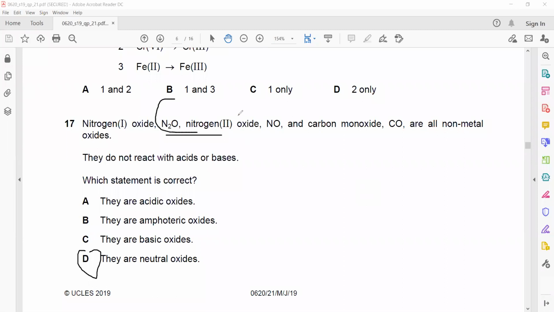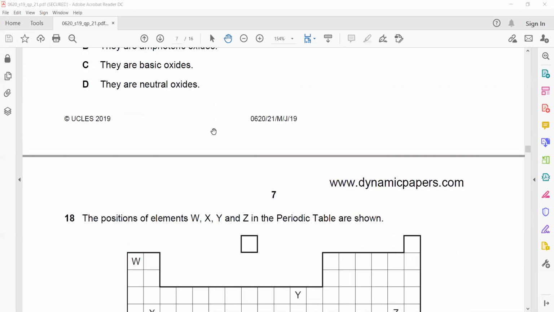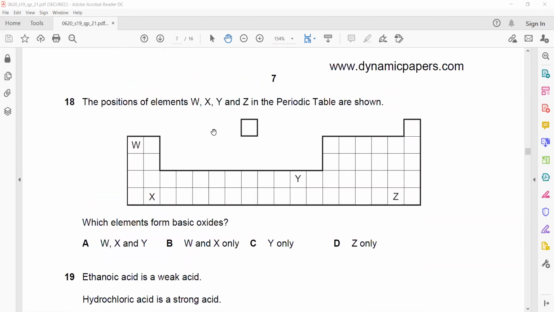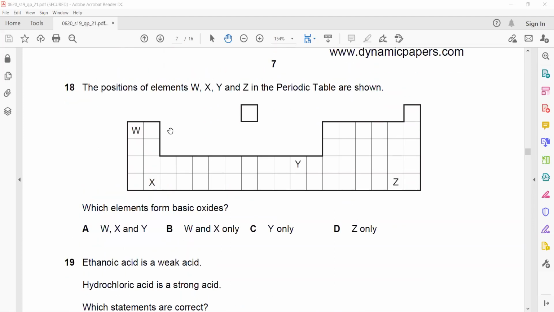Actually, these are unstable oxides; these oxides of nitrogen do not remain in the atmosphere. Nitrogen monoxide readily converts into nitrogen dioxide, which is acidic. And among the non-metal oxides you studied, carbon monoxide is a neutral oxide. So if any oxide does not react with acid or base, we call that a neutral oxide.